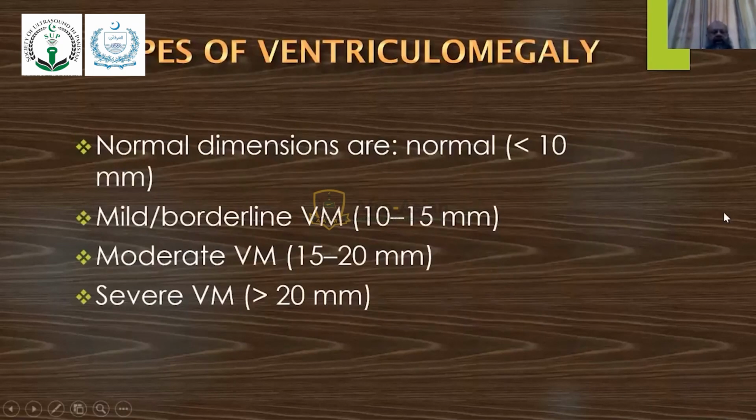Types of ventriculomegaly. Normal dimensions: when we measure the width of the ventricle, it must be less than 10 millimeter or 1 centimeter. So anything above 9 mm will be crucial, will be suspicious.